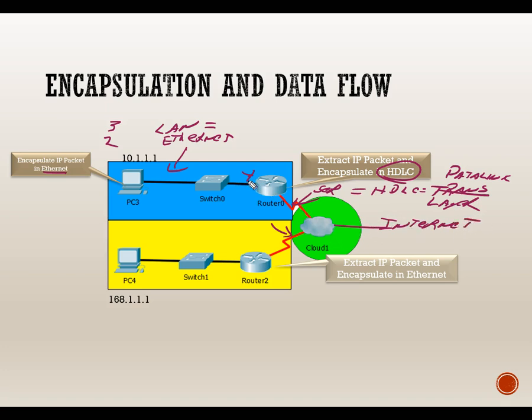So what we have to do when we get to the router is change from a LAN to a WAN. We extract the IP packet and encapsulate it into the wide area network protocol, in this case HDLC, which is the Cisco proprietary. When we get to the destination here, we extract it and then encapsulate it in Ethernet again to get it delivered to its destination.